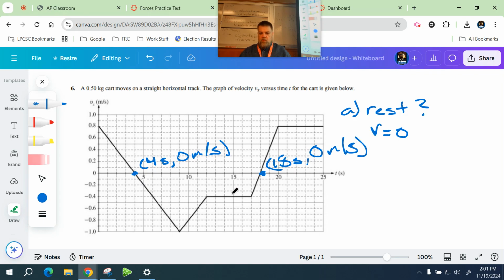Now, I think some people would be tempted to think that this is when it's sitting still. It's not, because that's if it was a position versus time graph. So the answer is when t equals 4 seconds and when t equals 18 seconds.